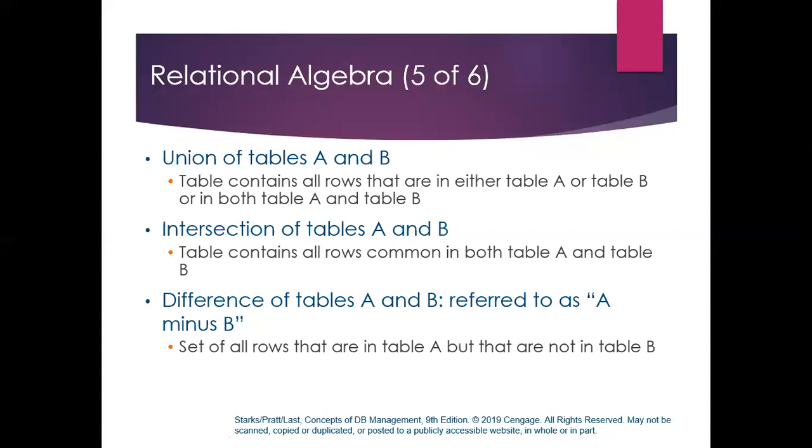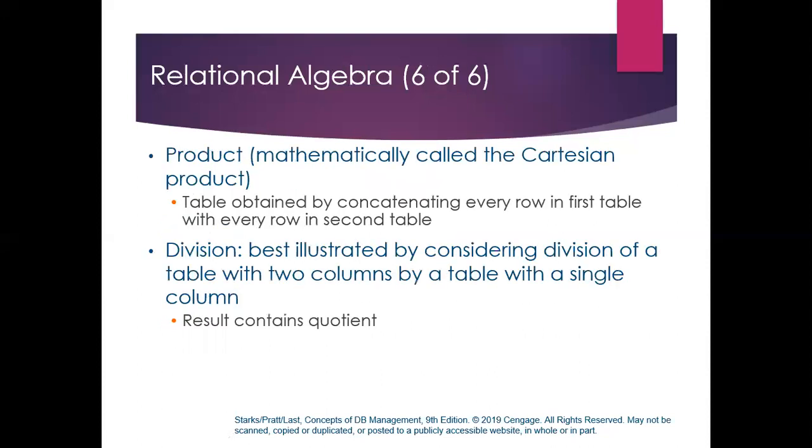The difference of two tables A and B is a set of all rows that are in table A but that are not in table B. The product of two tables is the table obtained by concatenating every row in the first table with every row in the second table.